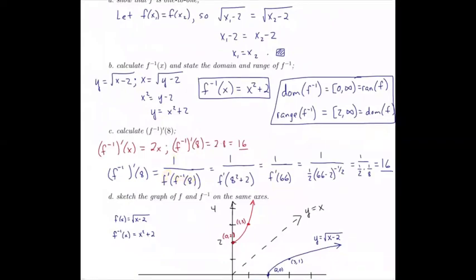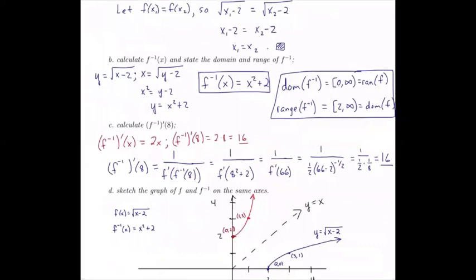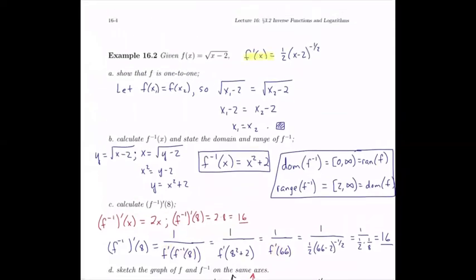So first things first, we evaluate f inverse of 8. Well, f inverse of 8 is 8 squared plus 2. Well, 8 squared plus 2 is 64 plus 2, which is 66. Now I have f prime of 66. Well, what is f prime? I go all the way up to the top, kind of glossed over that, didn't really talk about it, but we can calculate it up here pretty quickly.